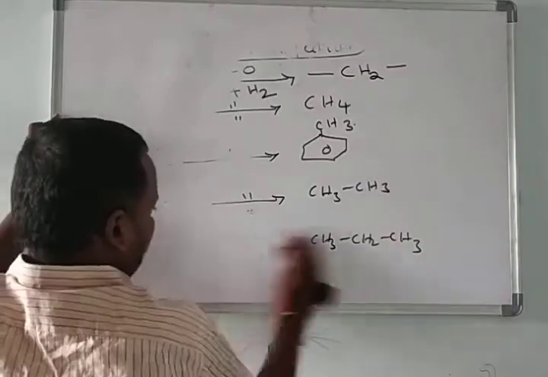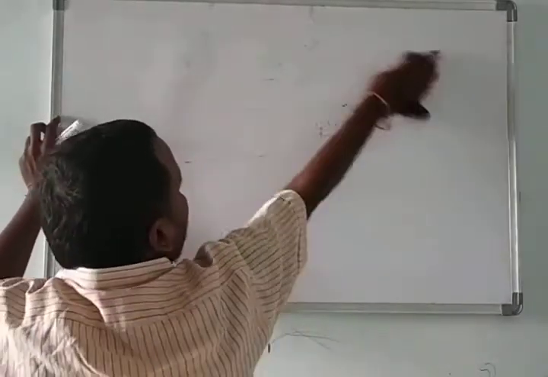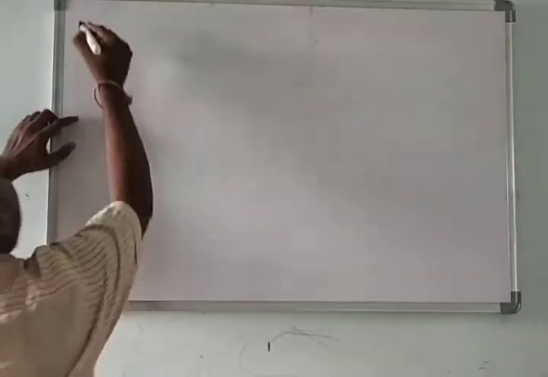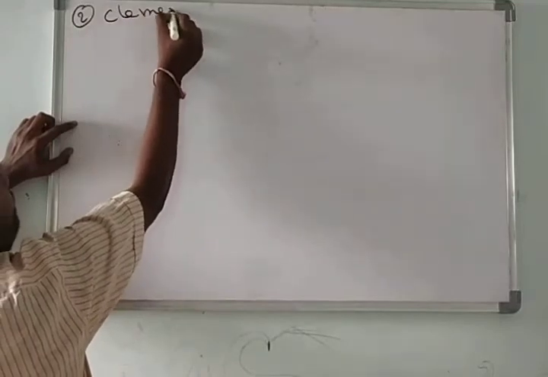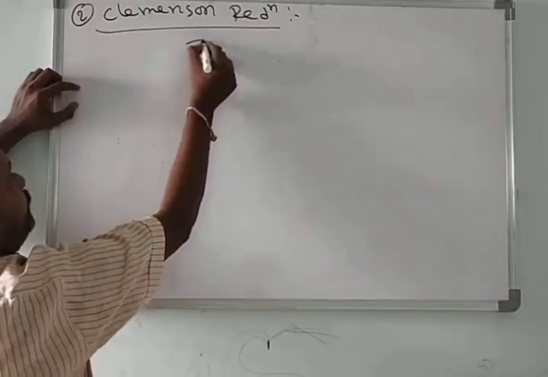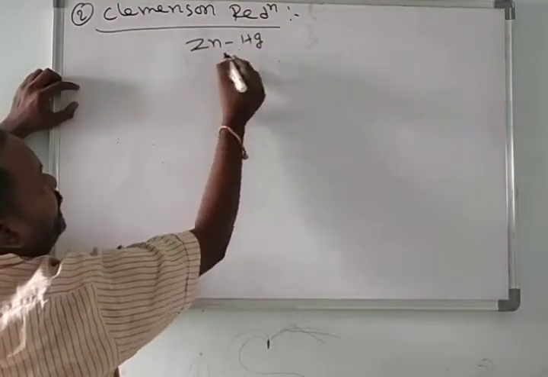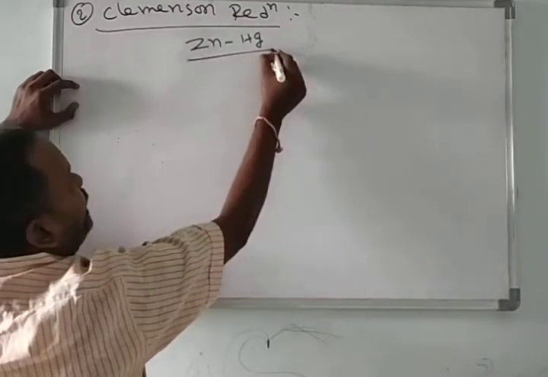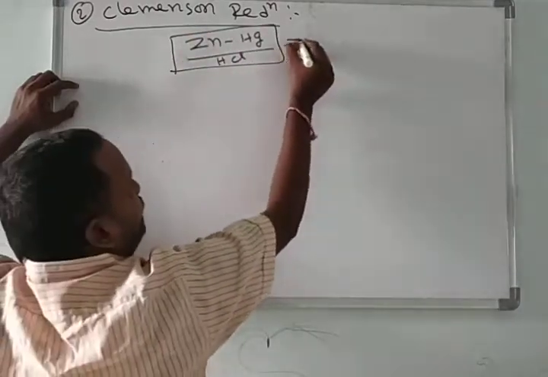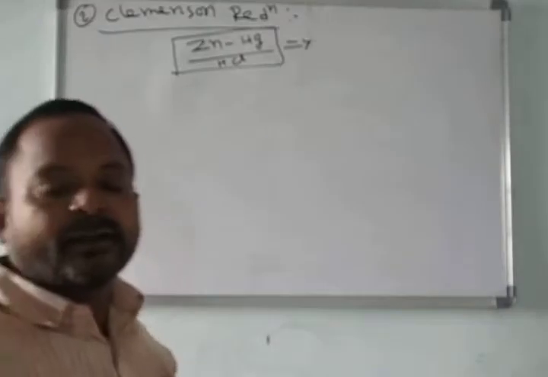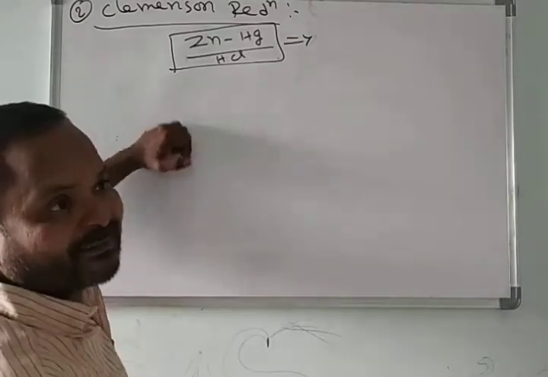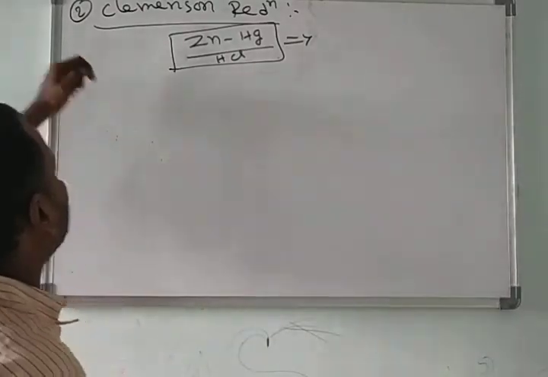Clemmensen reduction is also the same, but the reagent is different. The reagent in the Clemmensen reaction is zinc mercury, which we call zinc amalgam. Zinc mercury and hydrochloric acid is the reagent. Zinc mercury alloys are simply considered amalgams. Zinc amalgam and hydrochloric acid is the reagent for the Clemmensen reduction.